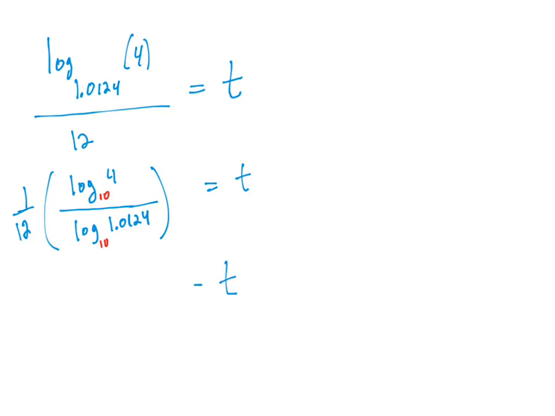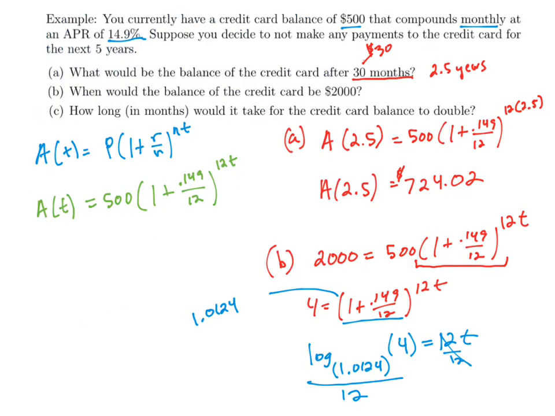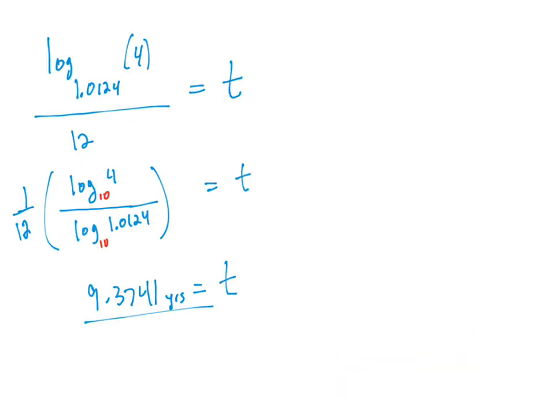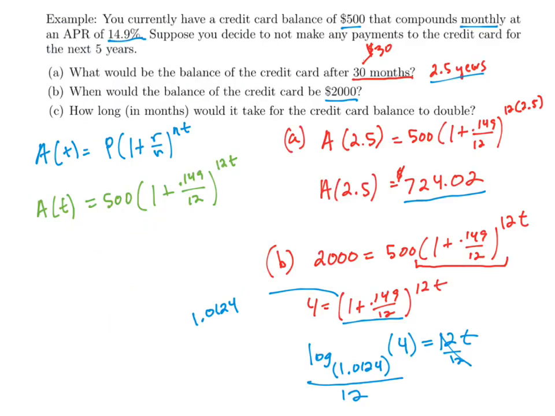Doing so, I get a t-value of 9.3741, so about 9.4 years would take for the balance of the credit card to be about $2,000. That's kind of in line with what we saw previously. After 2.5 years, the balance was $724. So if we keep growing, after about 9 years, we're going to end up at $2,000.